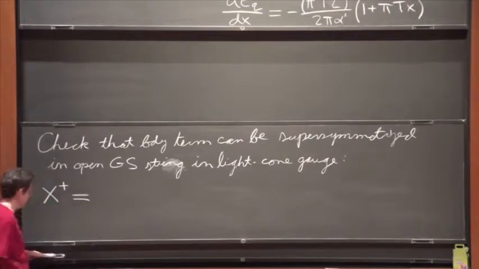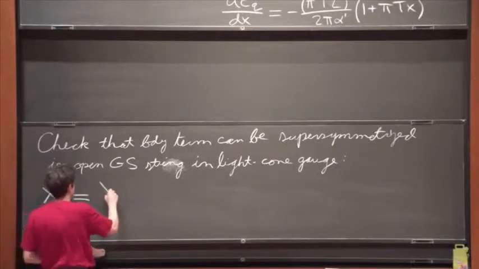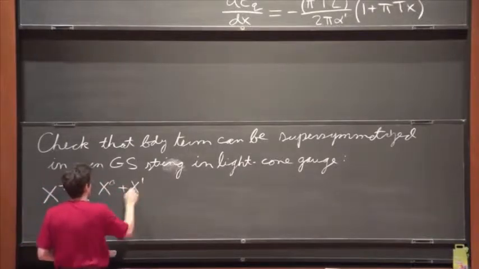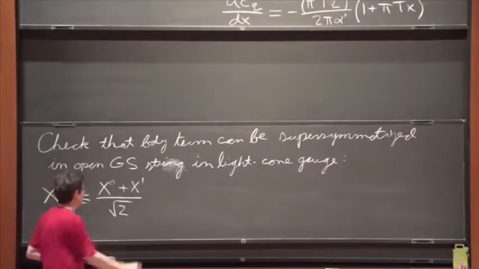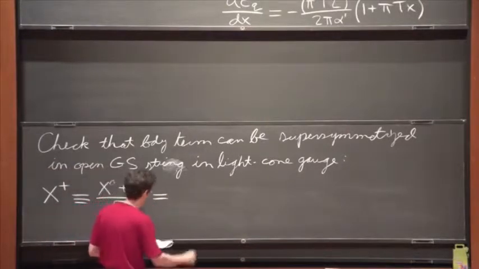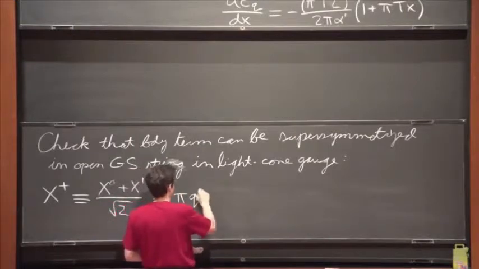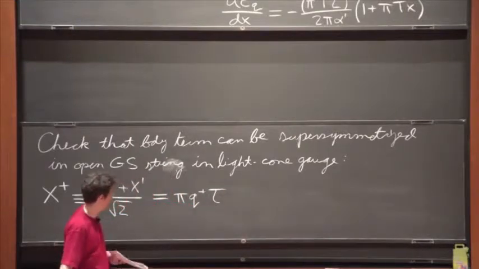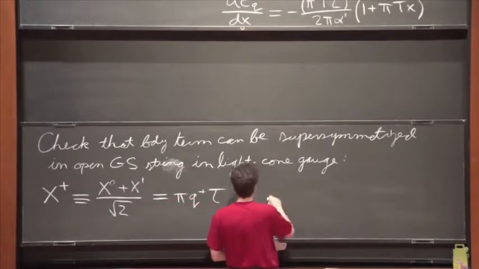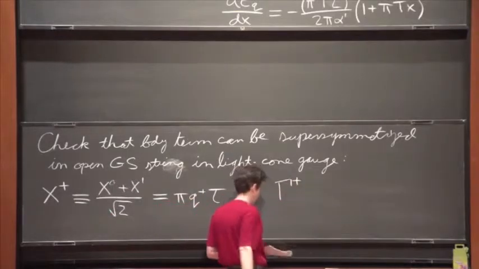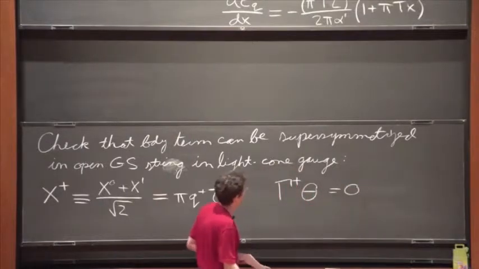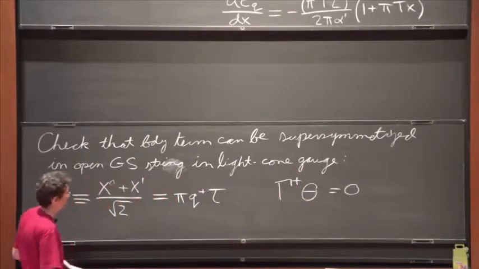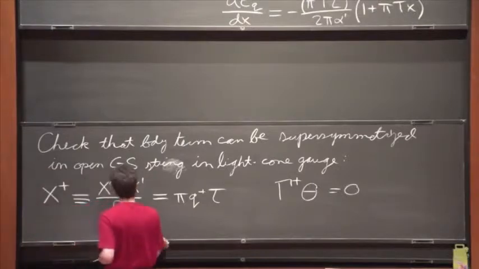So, first of all, light cone gauge means that we privilege a particular spatial direction. We combine it with the time direction, and we gauge fix in this fashion. And there's going to be some fermions in the Green-Schwarz action, and we impose a light cone gauge condition on them too.